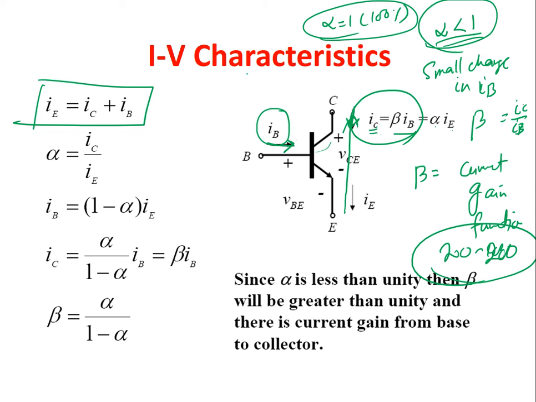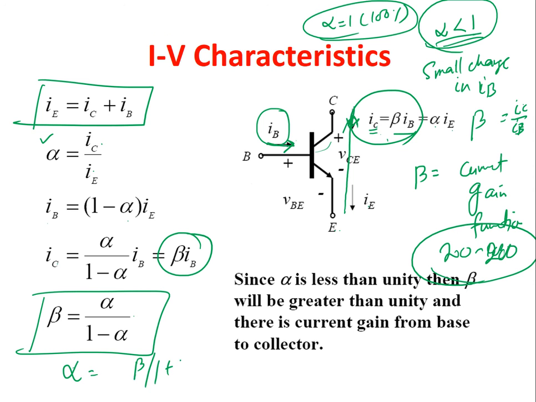Alpha is usually defined as the ratio of IC over IE, because of how many electrons are pulled from the emitter to the collector. So the ratio of the collector current to the emitter current we define as alpha. Similarly, we can define the other relationships: IB we can also write in the form of alpha, and IC in the form of alpha, or IC equals beta times IB. These are the general formulas. Beta we can also write as alpha over 1 minus alpha, or we can write alpha as beta over 1 plus beta.